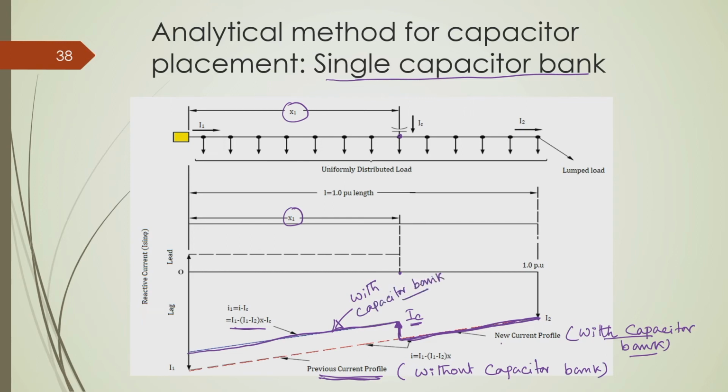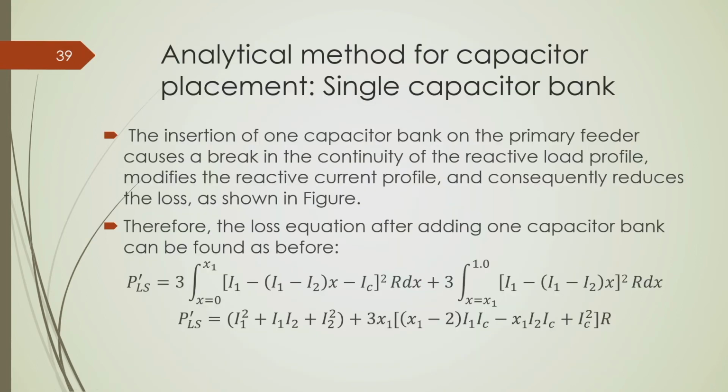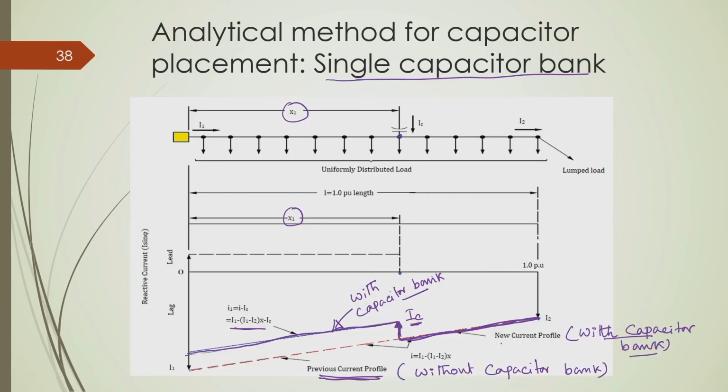All right. Now, what will we do? This is our current reactive power characteristic, which is from x equal to 0 to x equal to x 1, and this is our characteristic, which is from x equal to x 1 to x equal to 1. That is the length of the feeder, which we consider as 1 per unit.